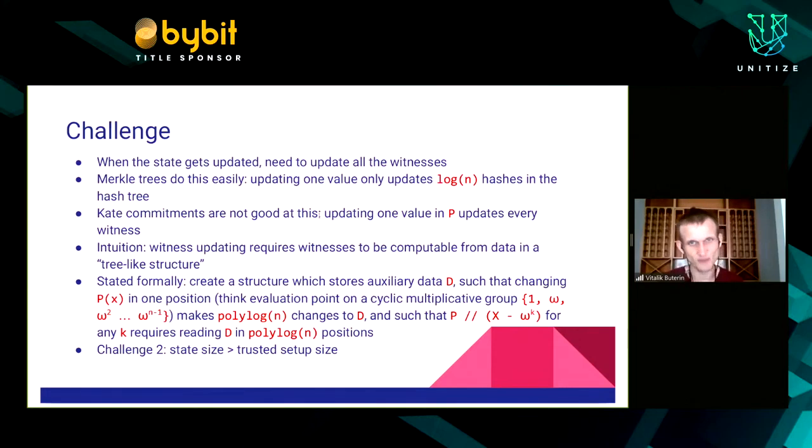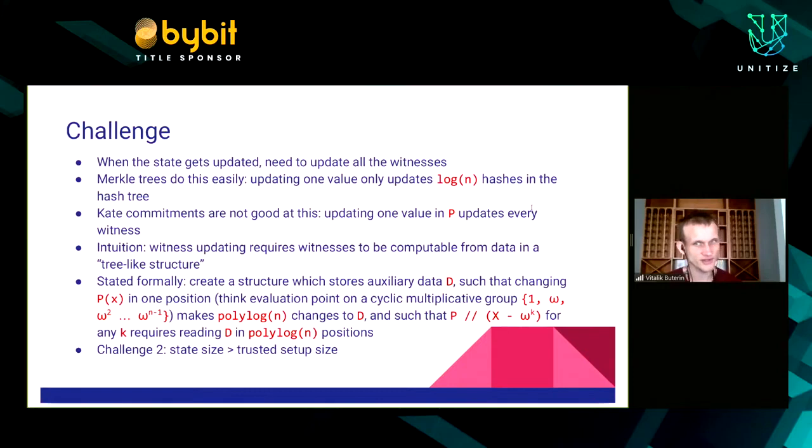KZG commitments are terrible at this, right? Because if you have a polynomial and you update that polynomial's evaluation at one coordinate, then that ends up changing every witness. That ends up changing every one of these, like P minus something divided by X minus some coordinate.